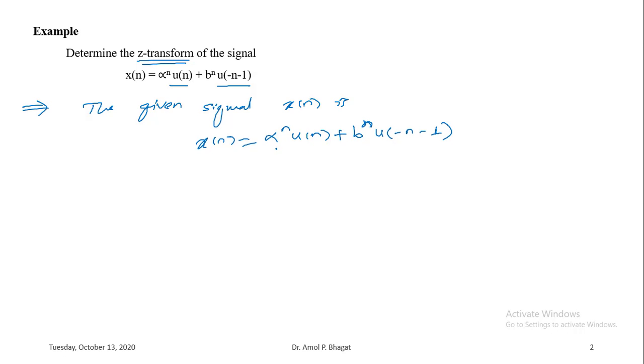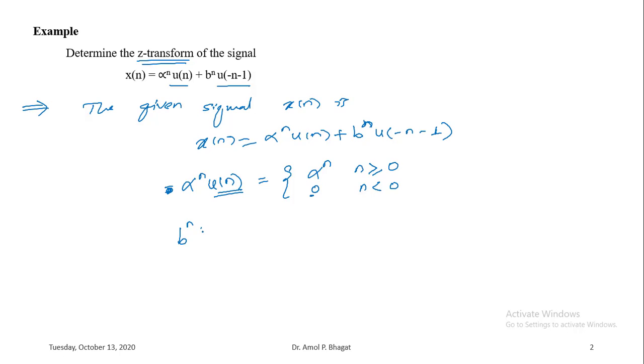The first term, that is alpha to the power n u of n, exists for the values of n greater than or equal to 0. Right? What does it mean? This alpha to the power n u of n has the value simply alpha to the power n for n greater than or equal to 0, because for n greater than or equal to 0 this term will be 1 and otherwise it will be 0 for negative values of n. Okay, because u of n will be 0 for negative values of n.